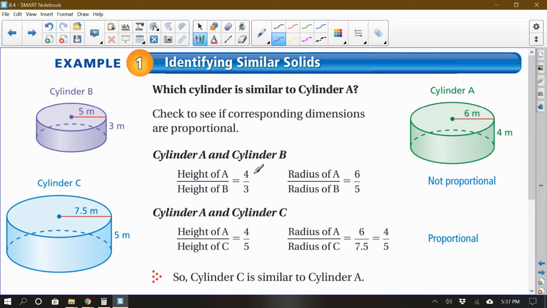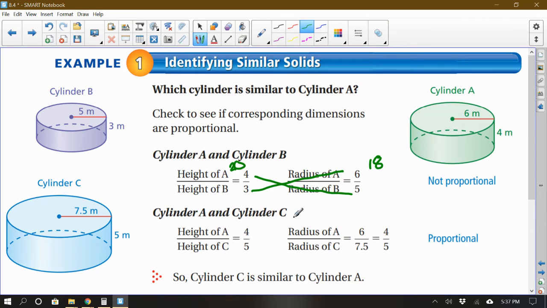Now, does 4 over 3 equal 6 over 5? Well, absolutely not. And here's one way of checking that. If we do what I sometimes call cross products, so multiply 3 times 6. Well, 3 times 6 is 18. And then we go 5 times 4, and 5 times 4 is 20. That's a quick way of checking to see if your two fractions, or in this case ratios, are equal. And in this case, they're not. So, nope, cylinder A is not proportional to cylinder B.